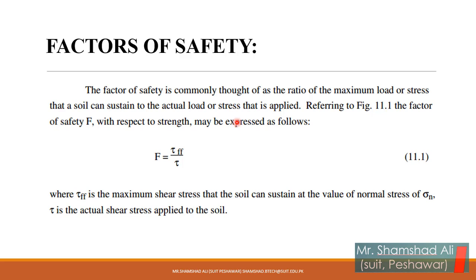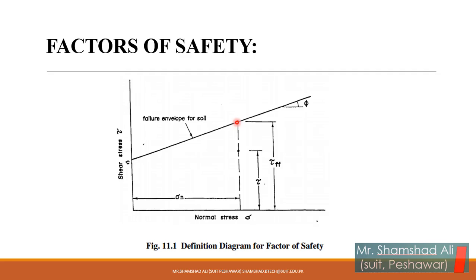Referring to figure 11.11, the definition diagram for factor of safety. Here we have the normal stress, here we have the shear stress, this is the cohesion, and this is the failure envelope of the soil. This diagram is developed from the Mohr-Coulomb failure envelope. This is the angle of internal friction. This is tau_ff, and here we have tau. This is the normal stress.